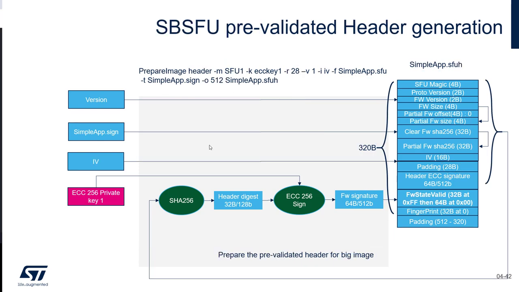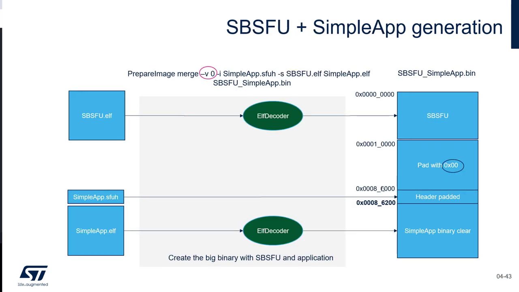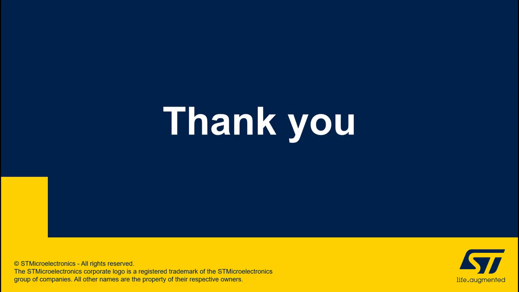The next step is the generation of the pre-validated header. Pre-validated means we put some pre-validation so that the firmware can be used as if it was already installed. It is exactly the same process as previously for the .sfb, except for this part. And then the last step, so there are five steps actually, is to make the big image: concatenate the SBSFU, add some padding to match the memory mapping, add the header we just created, and put the simple app or the application in clear. So that's it for this appendix, to show you what is done in all these scripts.